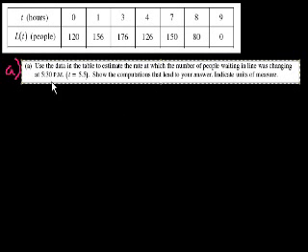You probably can't read it, but it says use the data in the table to estimate the rate at which the number of people waiting in line was changing at 5:30 p.m. So they don't give us any data on 5:30 p.m. They give us 4 p.m. and 7 p.m., or t equals 5.5, right? Show the computations that lead to your answer. Indicate the units of measure. So what do they want to know?